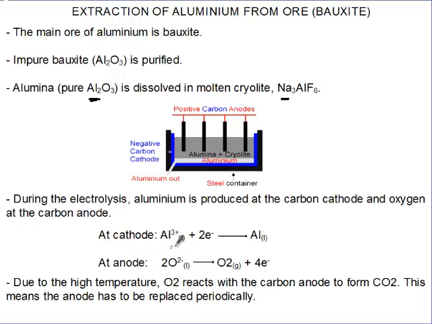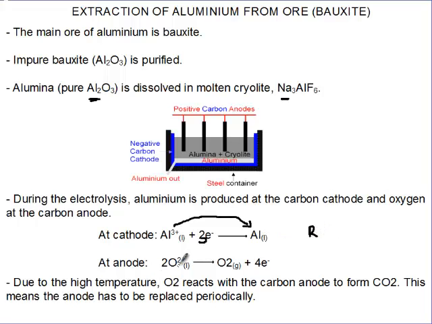Now at the cathode, this is what is happening. Al3+ will combine with 3 electrons to form aluminium. Since it is moving from 3+ to just Al, reduction is taking place.